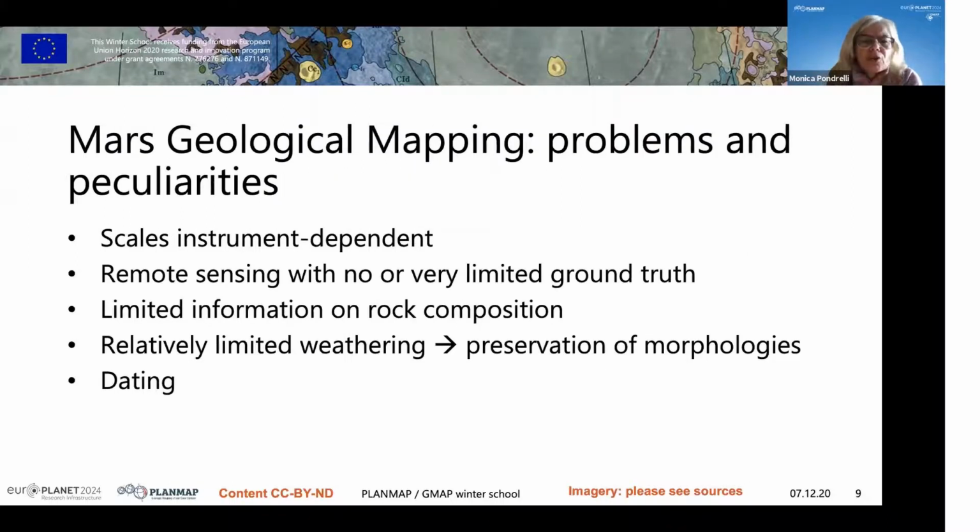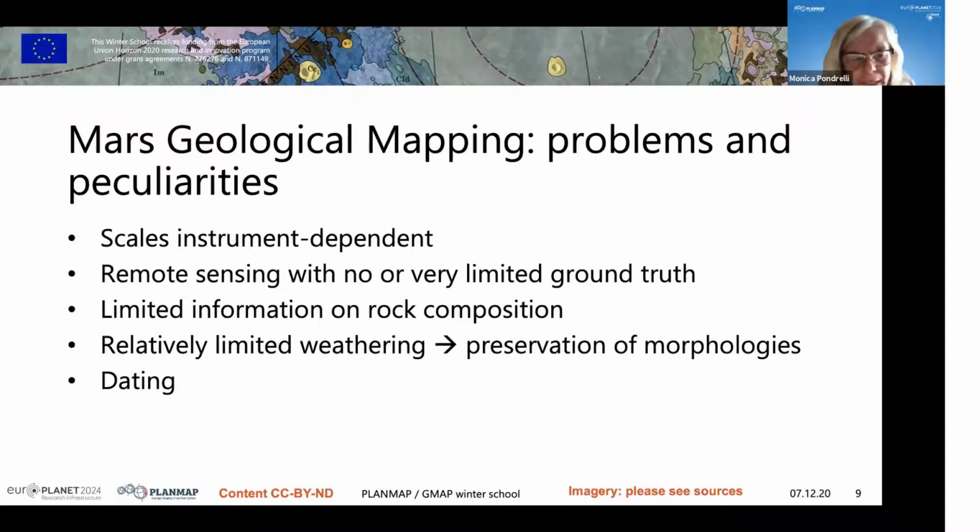Of course, geological mapping, again, not only of sedimentary deposits, I would say of all planetary surfaces, has some problems and peculiarities. First of all, the scale of the mapping depends on the instruments that we have available.